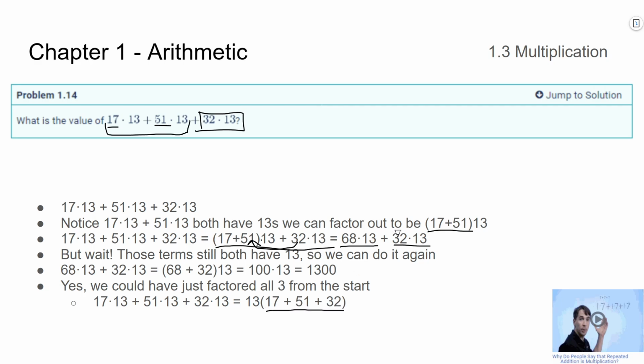But I just wanted to show you that if you weren't too sure if you could do that, just do it one at a time, and it becomes clear that this becomes 68 times 13 plus 32 times 13, and then you can just do it again. So in that case, if you did it that first way, then you'd be left with 68 plus 32 times 13. 68 plus 32 would be 100, times 13 would be 1300.